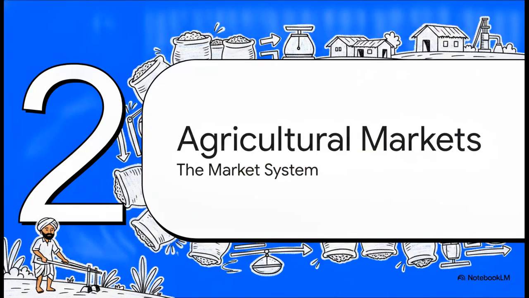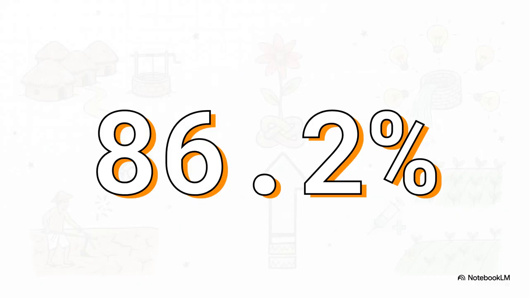Moving right along to Section 2, the agricultural market system. Let's introduce the main protagonist of our explainer, this small and marginal Indian farmer. Just look at this number, 86.2%. An overwhelming majority of farmers in India operate on less than 2 hectares of land. At that tiny scale, they essentially have zero bargaining power. It leaves them incredibly vulnerable to unpredictable weather. And of course, totally at the mercy of external market forces.